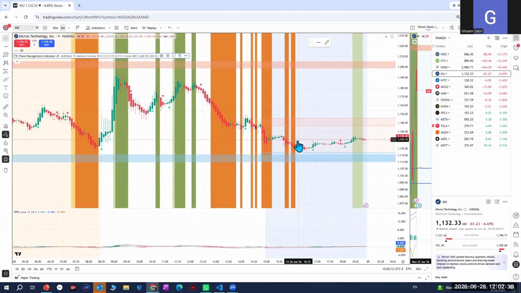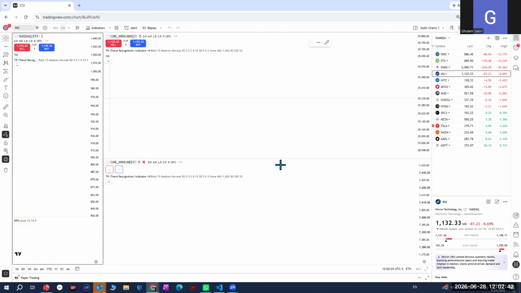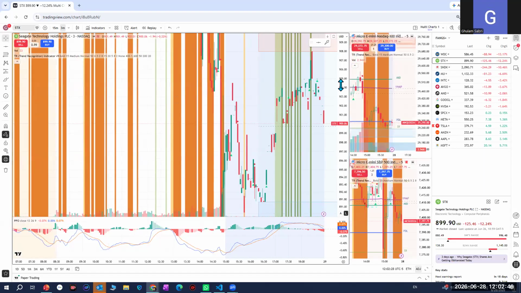Where are those things gone? They should have come here. Okay, change the layout. Change the layout to multi-charts. So this is our day trading layout. Okay.